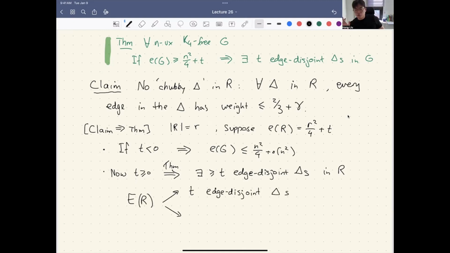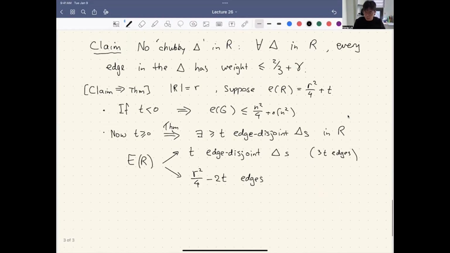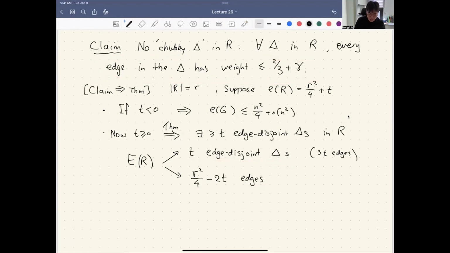After we remove t edge-disjoint triangles, we remove 3t edges. So how many edges remained? We have this many edges minus 3t, so we have r squared over 4 minus 2t edges remaining. Now let's count. We can upper bound using this claim. For every edge, we just assume its weight is 1. For every triangle, though, we know that the weight is at most 2/3 for every edge in the triangle.